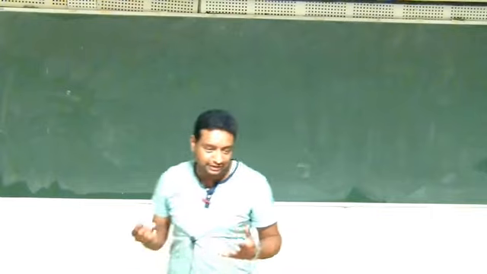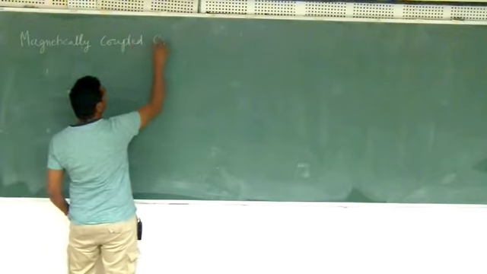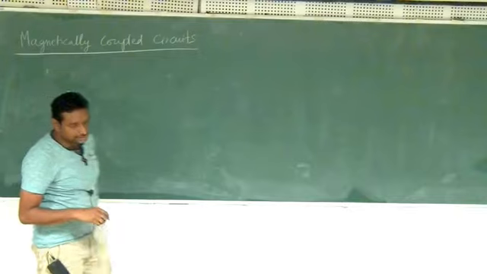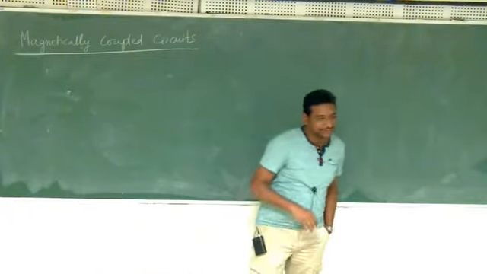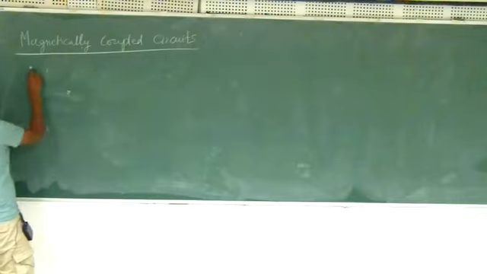So today's lecture we'll look at magnetically coupled circuits, just an extension of what we saw last time. The way we will look at magnetically coupled circuits is through a series of example problems, and then we'll try to work it out and see how it works. Okay. So the first example I'm giving is very simple.